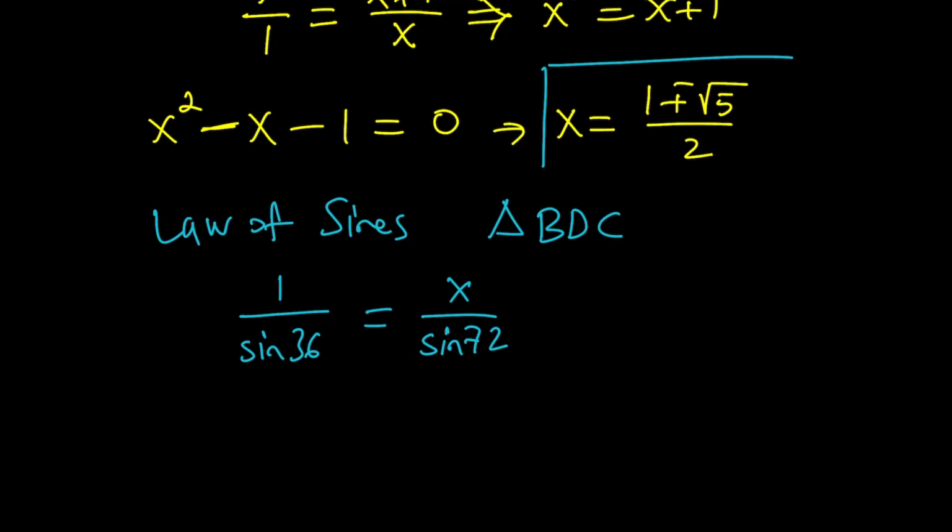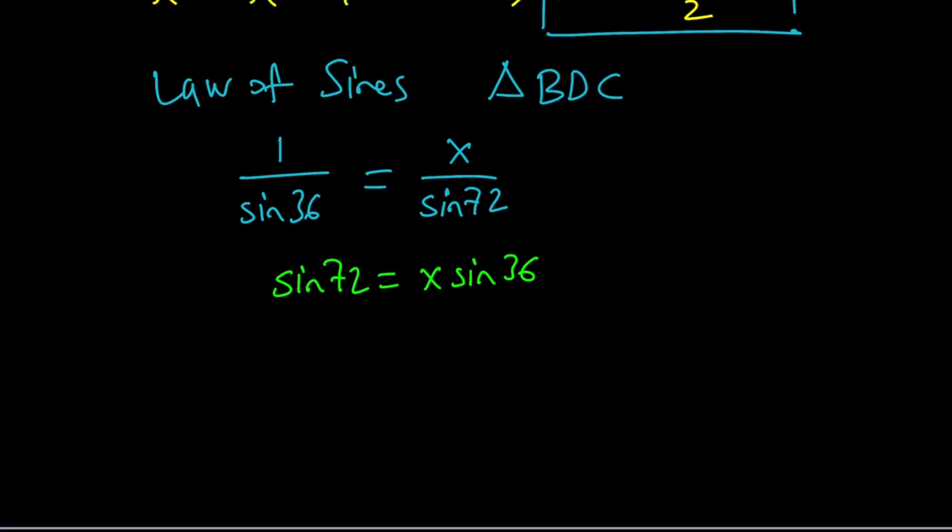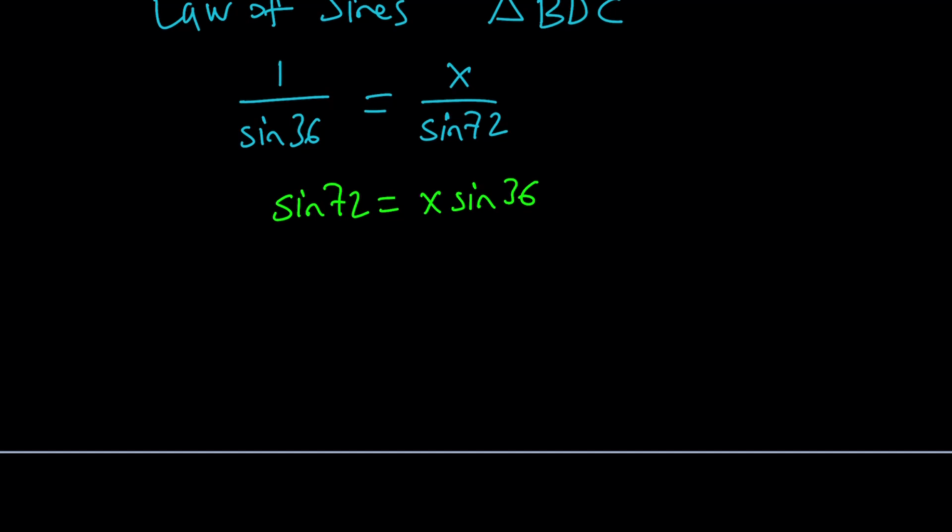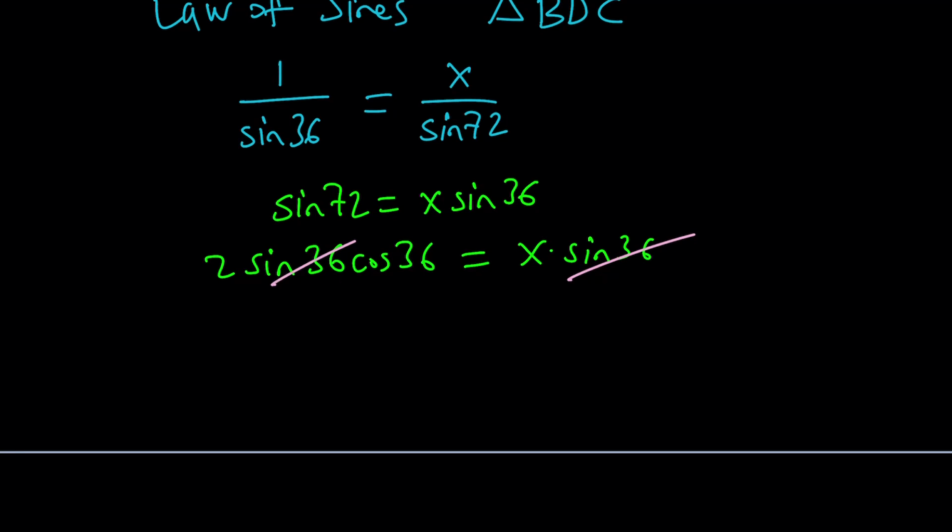First of all, we have values of x numerically, and then from here we're getting another equation for x, and we're going to put it together, okay? How? Cross multiply first. You get sine 72 equals x sine 36, and sine 72 from double angle formula, if you remember that, can be written as 2 sine 36 cosine of 36 equals x times sine of 36. Notice that sine 36 is not 0, so we can divide both sides by that, and that gives us the value of x. But guess what? We don't want x. We want the value of cosine 36, which is half of x.